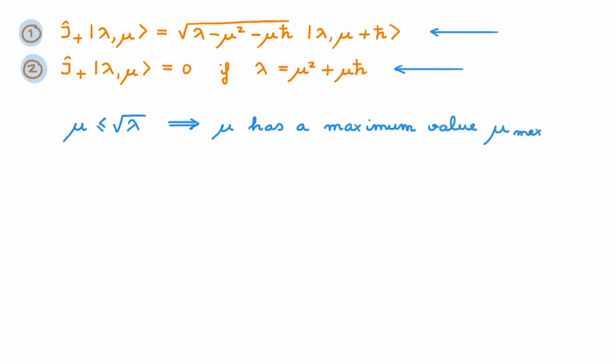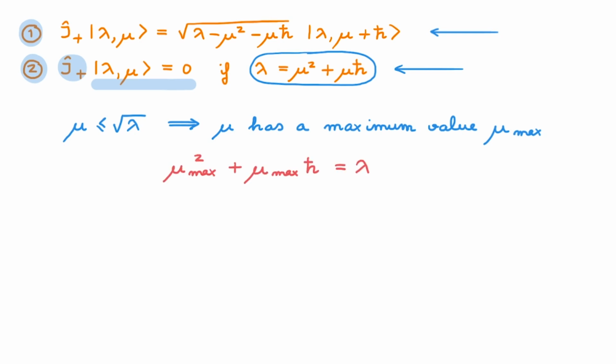If we ever reach a mu such that this equation holds, then the next time that we apply J plus, we will kill the state and terminate the ladder. This means that if we are to find any allowed values of mu, there must be a mu for which this equation holds. And by definition, that will be the maximum mu that we can reach, which we have called mu max.